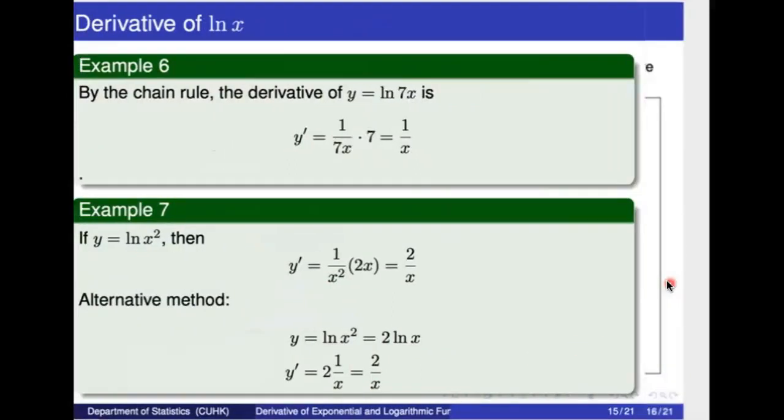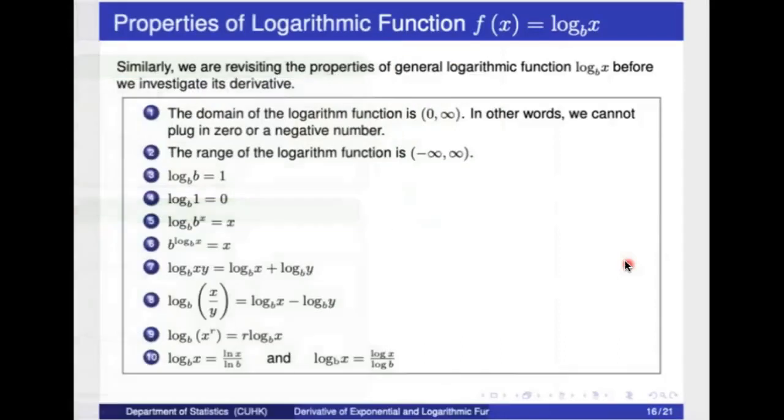Moving on, let's now turn our attention to some important properties of logarithmic functions. f(x) equals log base b of x. It's worth noting that the domain of the logarithmic function is (0, infinity), meaning we cannot plug in 0 or a negative number. The range of the logarithmic function is (negative infinity, infinity). Moreover, we have the following properties: log base b of b equals 1, log base b of 1 equals 0, log base b of b to the power of x equals x, and b to the power of log base b of x equals x.